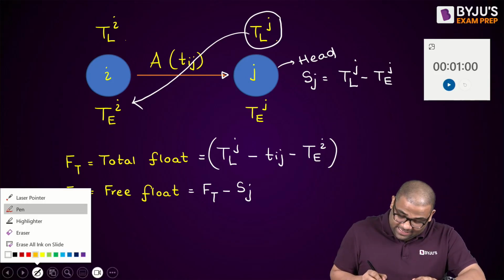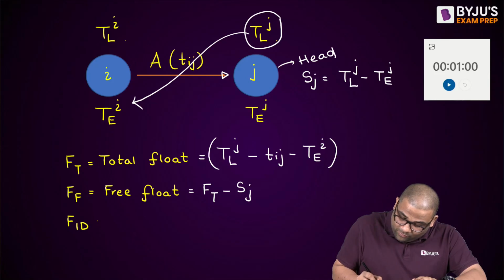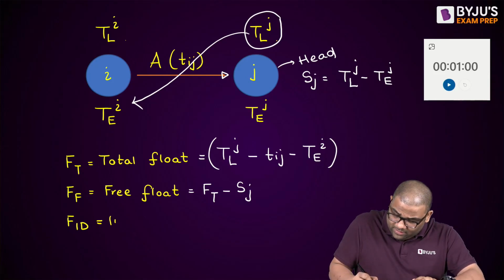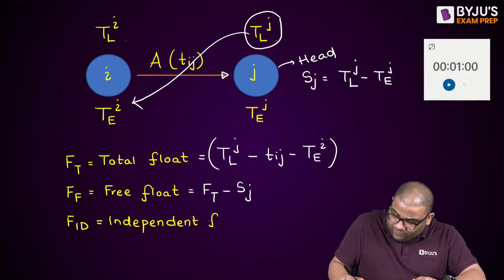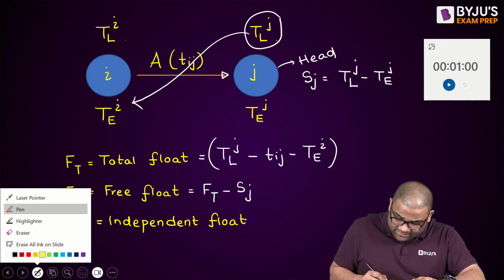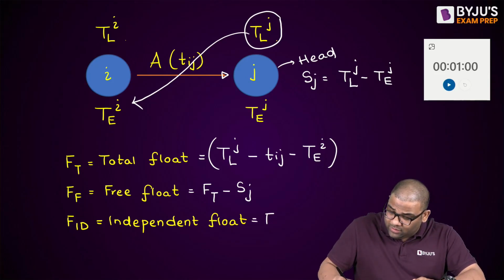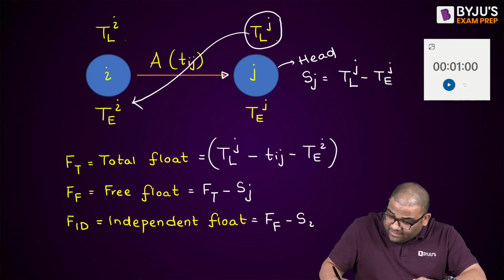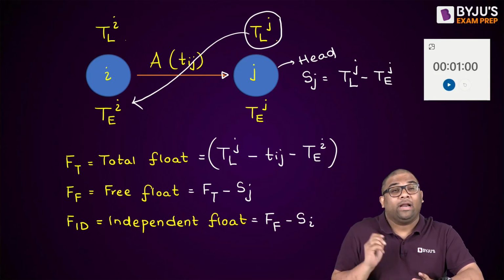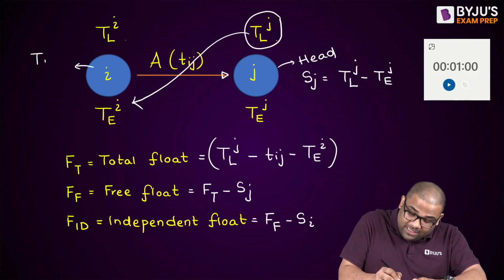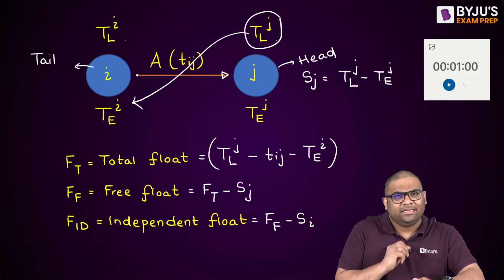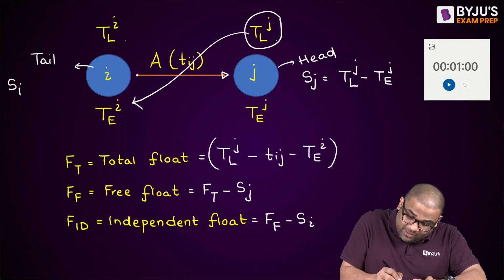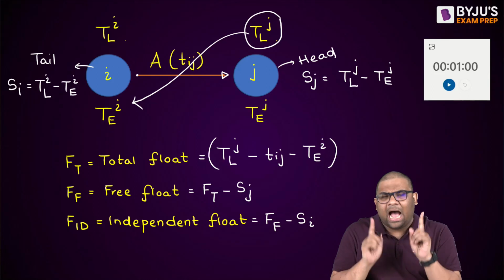Then the next one is the independent float. What is the formula? Once you find out the free float, subtract the slack time of the ith node, or I can say the tail node. This is the tail node because the arrow tail is here. The slack time of the tail node will be the same, TL minus TE, but TLI minus TEI because of the ith or tail node.